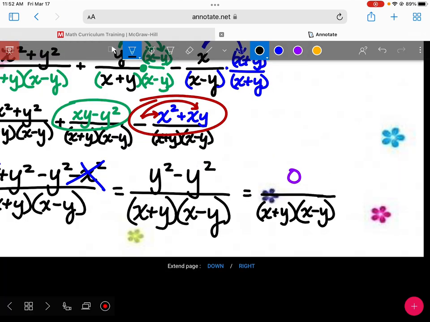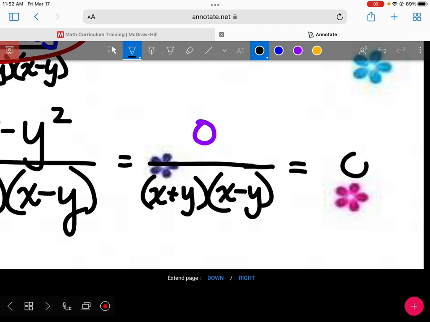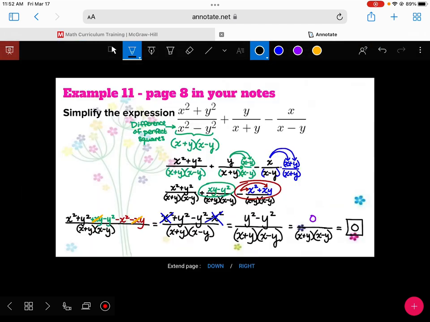Does that simplify? What is 0 divided by 2? 0. What is 0 divided by 100? 0. What is 0 divided by x? 0. What is 0 divided by x plus y times x minus y? 0. My final answer is 0. All that just to get 0.